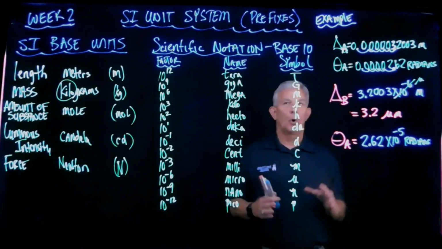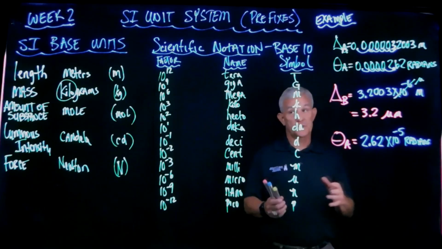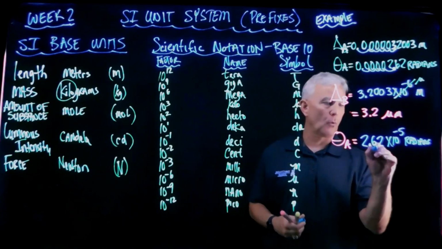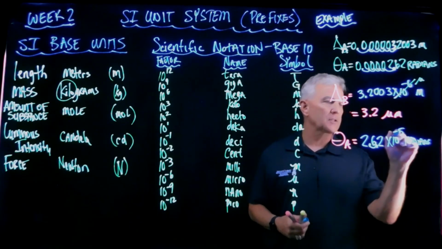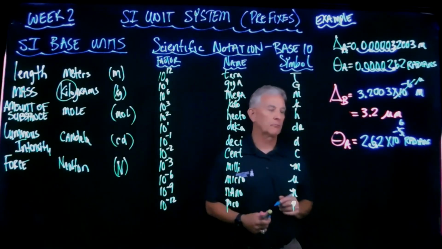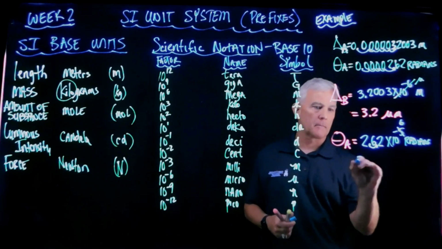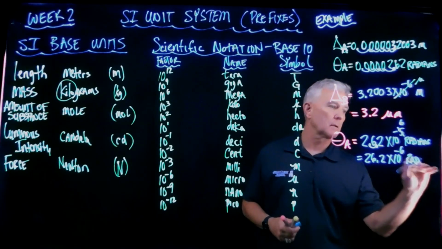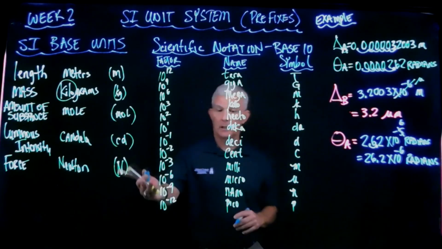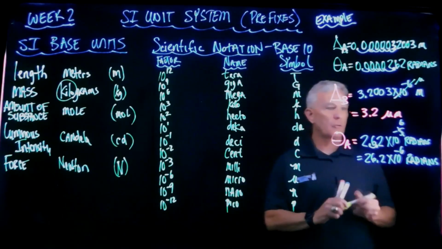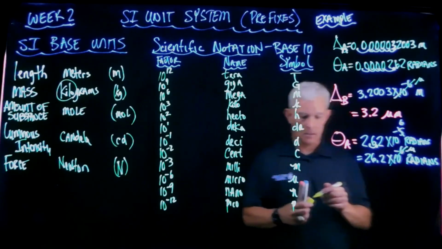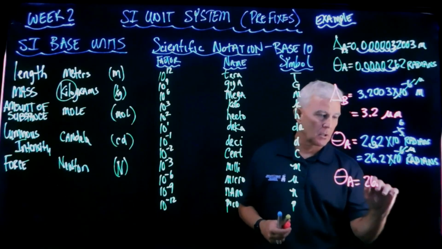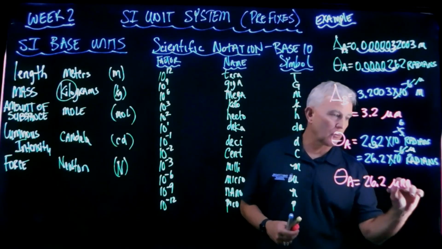Well, generally we want to keep whole numbers to the left of nonzeros, and so therefore what we'll do here is let's just go ahead and move it over one more time. And that's going to convert this to 10 to the negative 6. All right? So now we have 26.2 times 10 to the negative 6 radians. And when we look at our chart again, we have micro. If we convert the 10 to the negative 6 to micro, what we have now is theta A is equal to 26.2 microradians.